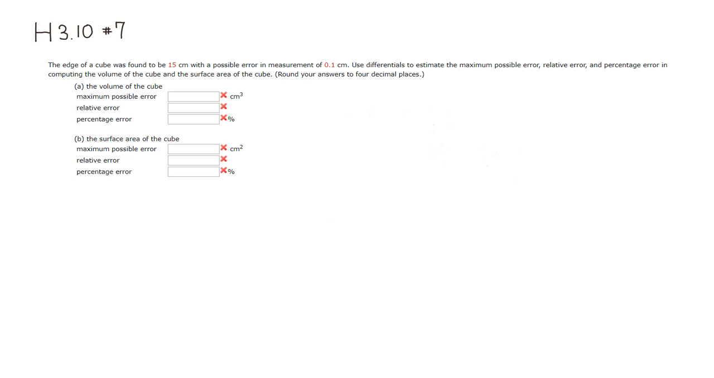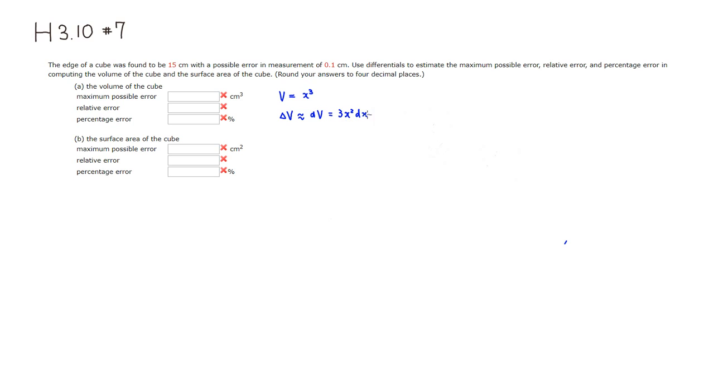All right, so let's do that. The volume of the cube, V, is going to be equal to x cubed, where x is the side. So if you want to estimate delta V, which is the error in finding the volume, we can estimate it using the differential dV, which is simply the derivative, so it's 3x squared times dx. All right, so let's plug it in.